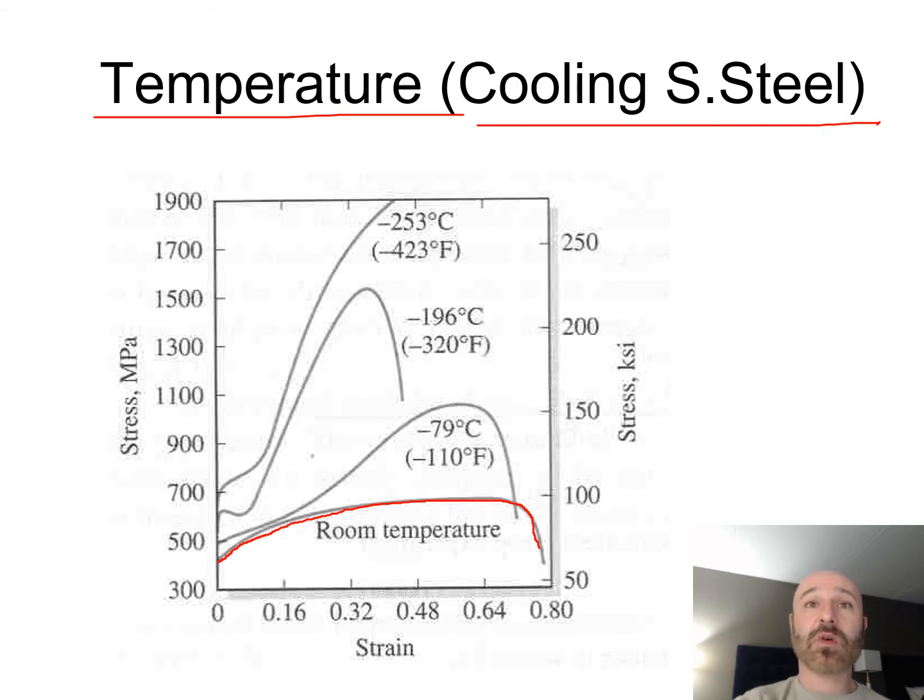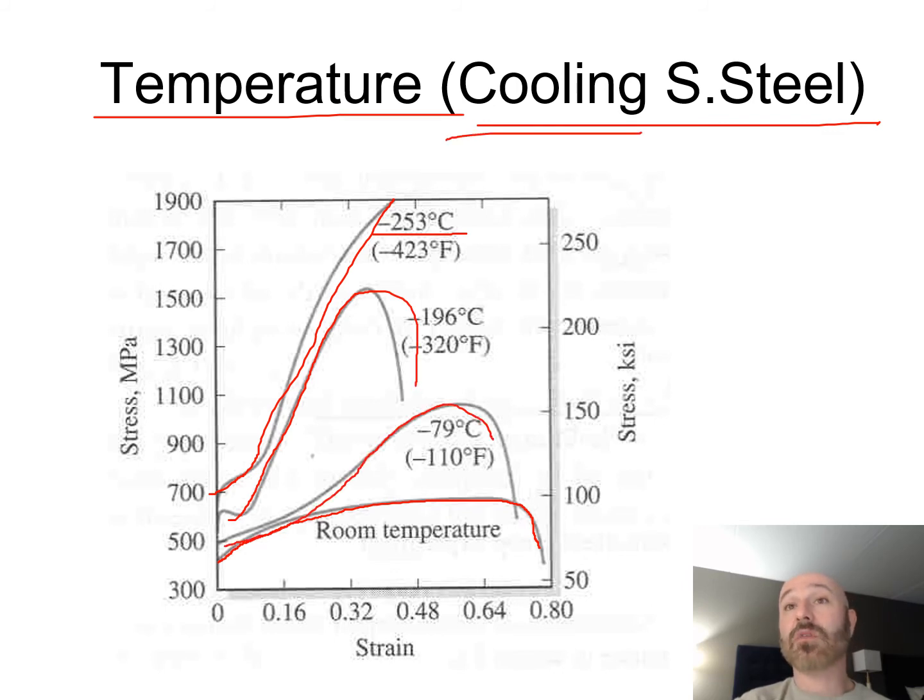But all of a sudden, we're going really cool at negative 253 degrees Celsius. All of a sudden, you see this is a lot steeper going up right here. And so far, we see these different shaped curves, even at negative 196 and negative 79, if we're talking about extreme cooling of this steel.